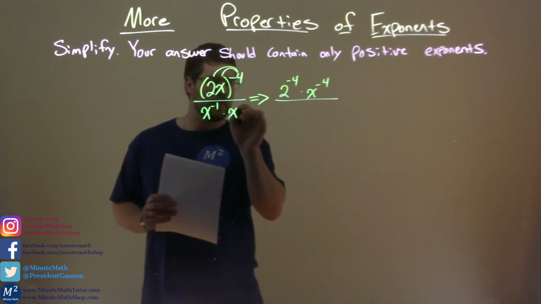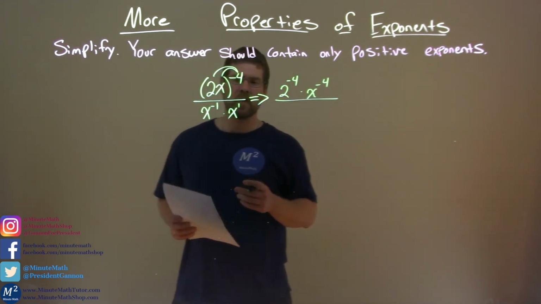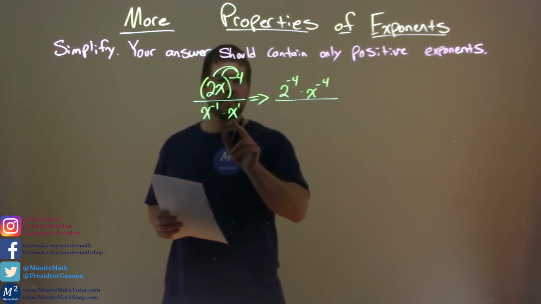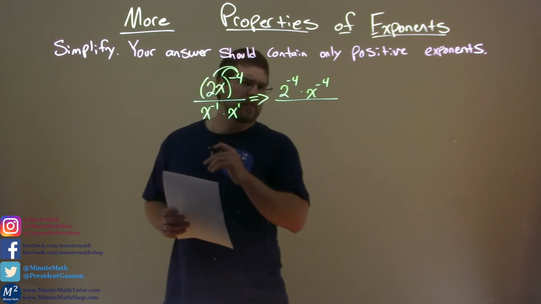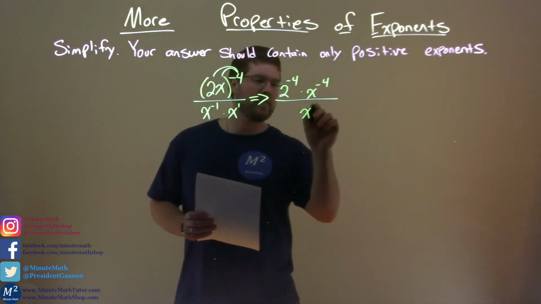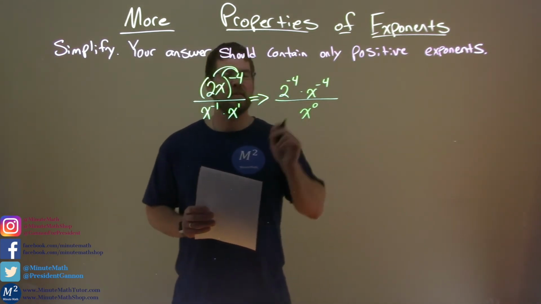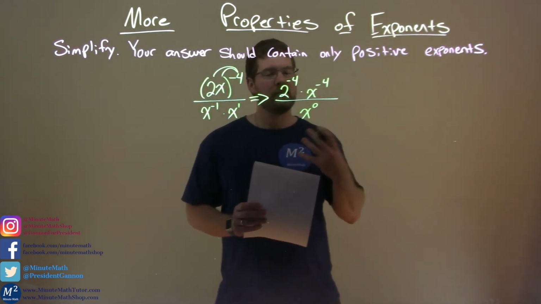We have x to the 1st power here, but they didn't give us the 1 from the beginning, but we know it's there. Our rules say same base, we add the exponents. Negative 1 plus a positive 1 is 0. So we have x to the 0 power. Now that's not dividing by 0, it's divided by x to the 0 power, which we know is 1.